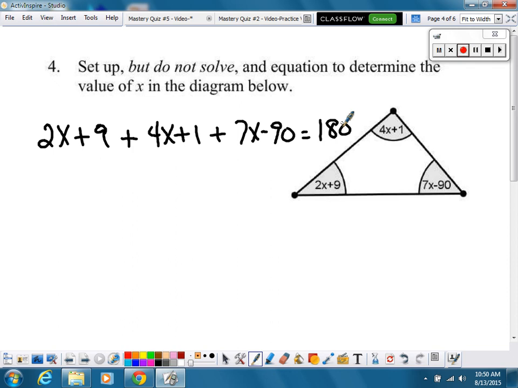Some key topics there regarding equations and our geometry. Hopefully that helps you out. Good luck on your next mastery quiz.